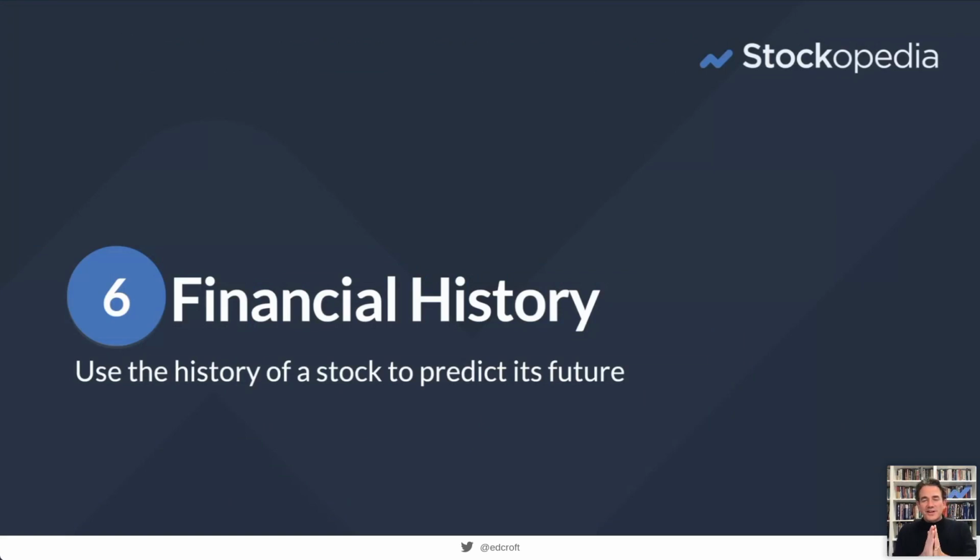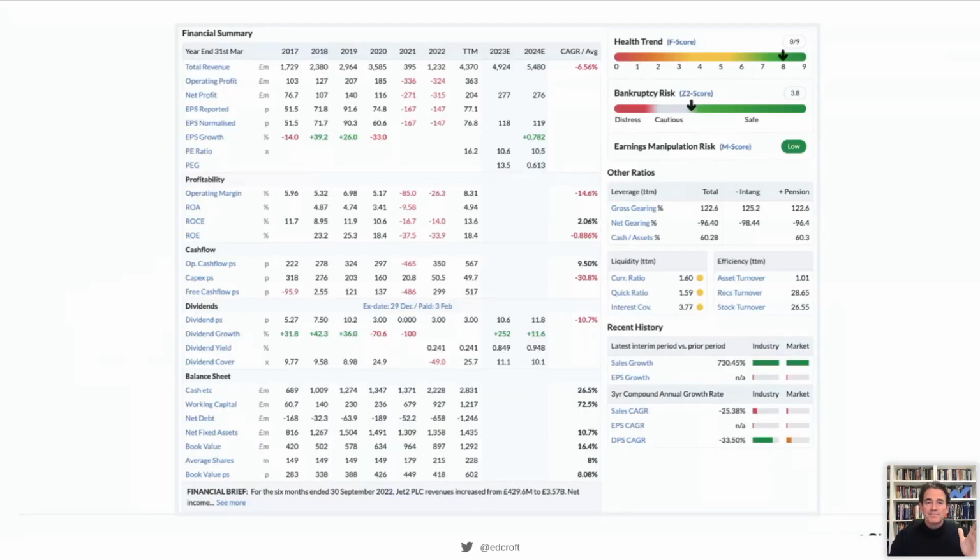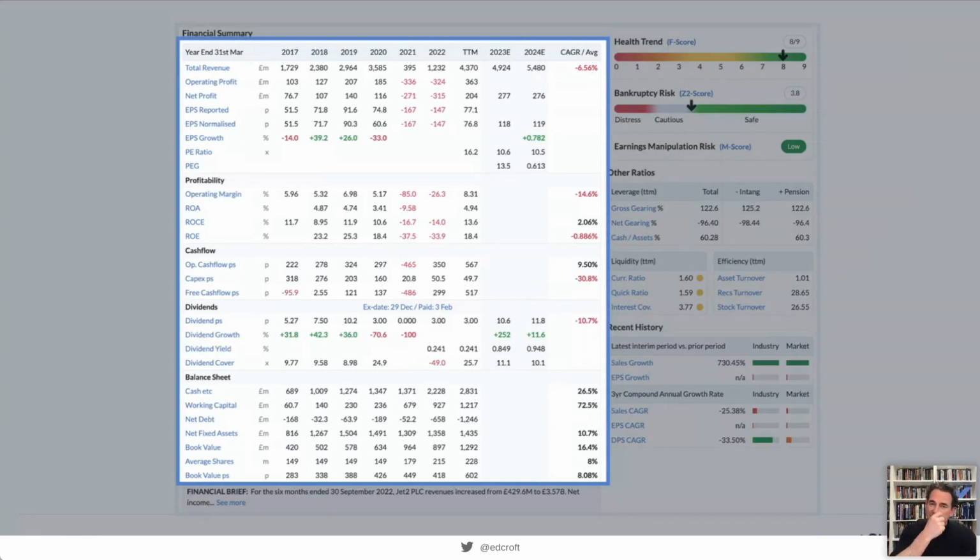6 is the financial history. Now I'm going to go into a bit more depth here because this is quite a useful area of the reports. And you find these financial summaries on all those old classic print products I'm talking about. And I love this because it gives me a way to essentially analyze the last 6 years history and some forecast data at a glance across really key metrics. And it's just so valuable.